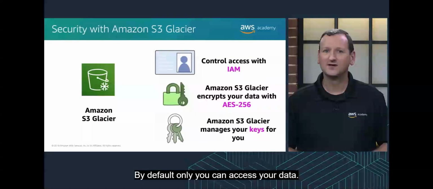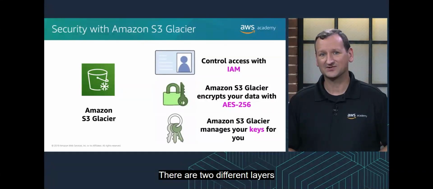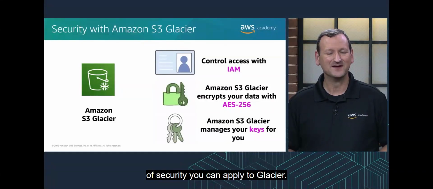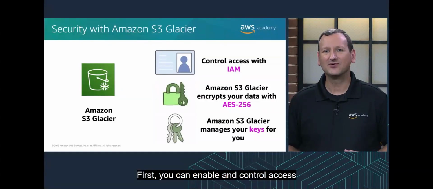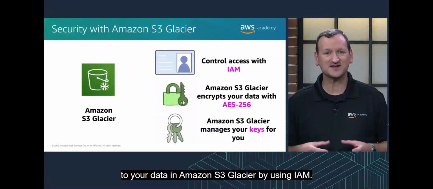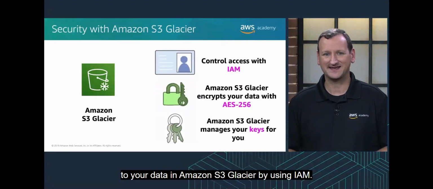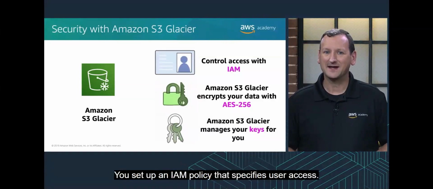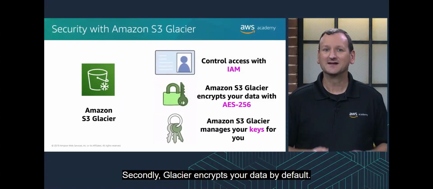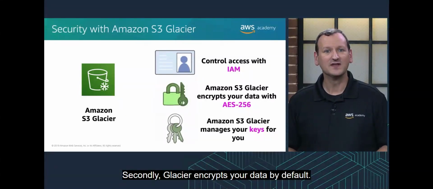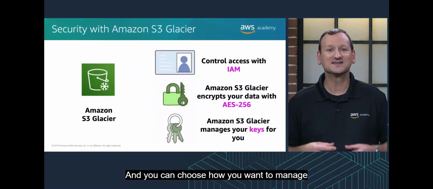By default, only you can access your data. There are two different layers of security you can apply to Glacier. First, you can enable and control access to your data in Amazon S3 Glacier by using IAM. You set up an IAM policy that specifies user access. Secondly, Glacier encrypts your data by default, and you can choose how you want to manage the keys to that encrypted data.